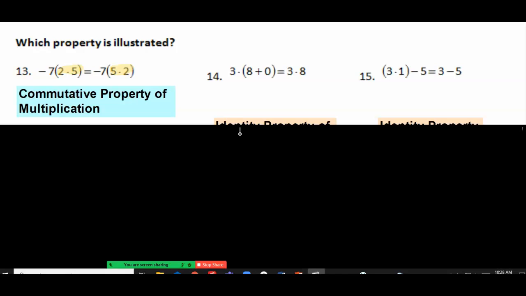In 14, we're adding 0. If you add 0, it does not change the value of the problem. Therefore, that's the identity of addition. Because I don't need you to write property of, you can just write identity addition, commutative multiplication. If you want to shorten them, you could write prop for property, and for multiplication, you could write MULT. For addition, you could put add. I'm going to know that that means addition or multiplication.